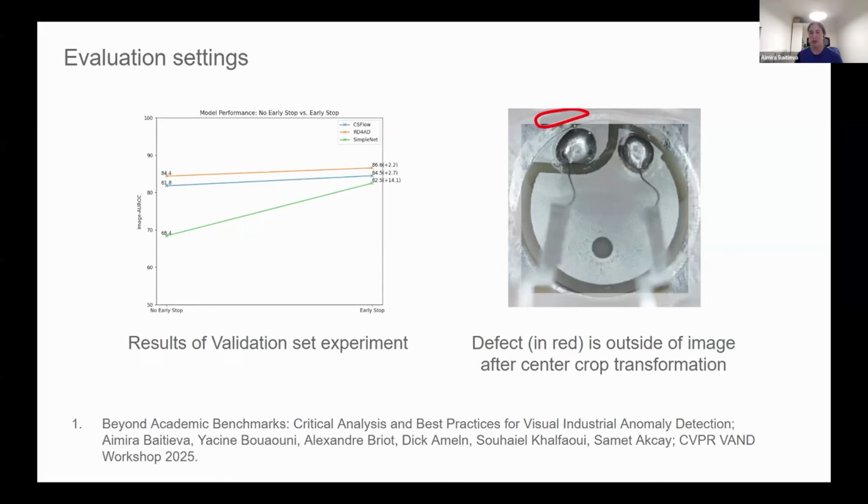And the second is the use of a center crop augmentation, which can introduce biases in performance evaluation by reducing the number of false positives. You can simply miss the defects if they are placed outside of the cropped area. So yeah, in our benchmark, we will use implementations with both early stop and center cropping disabled.